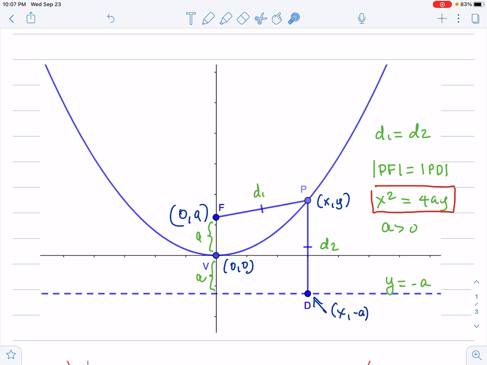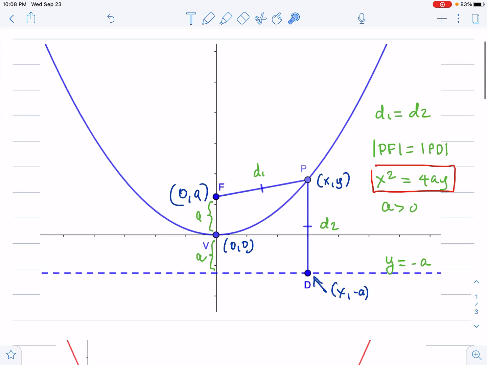Hindi ko na i-detalye kasi tinalakay na natin yan sa SHS Precalc 1.13. So, tignan nyo yung SHS Precalc 1.13. Nandun nakadetalye yung derivation. So, gagamitin natin yung diagram na yan para i-derive yung equation ng parabola with vertex at (h, k).